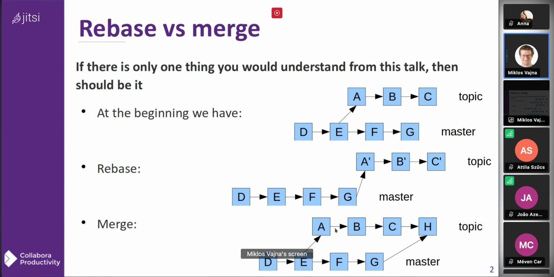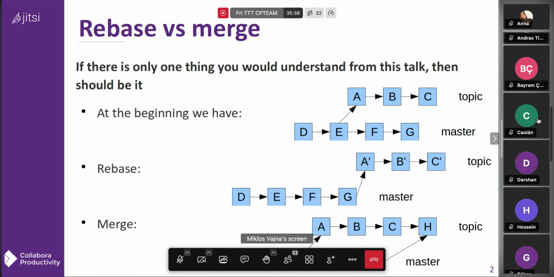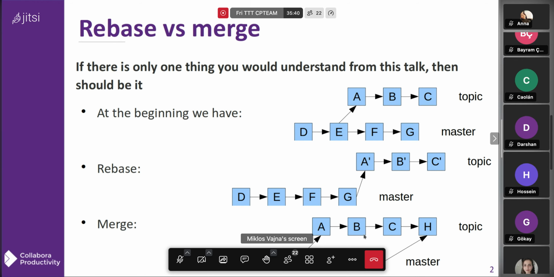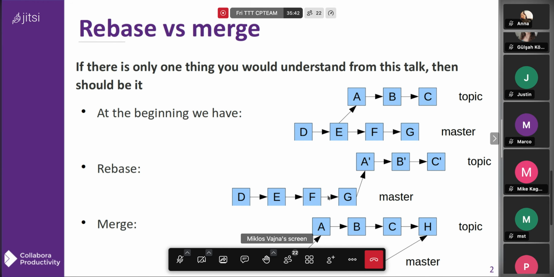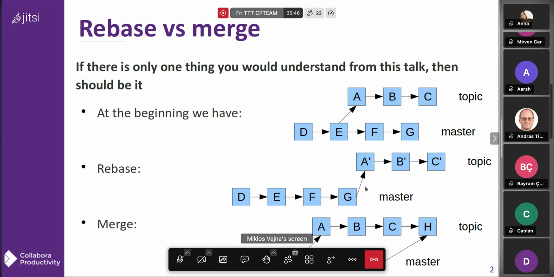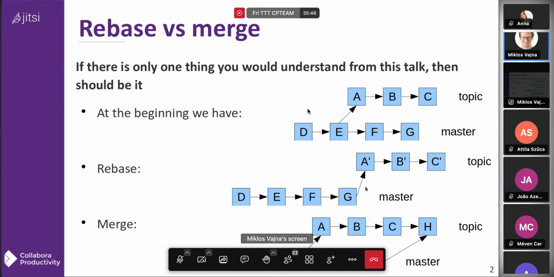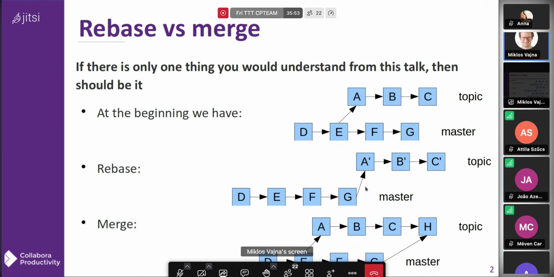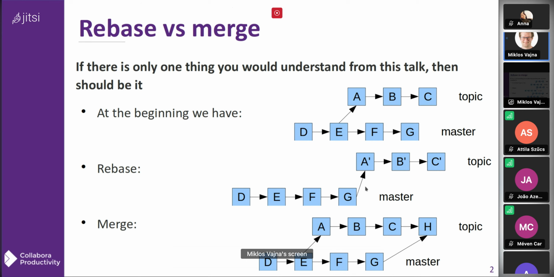Merging will preserve the original A, B, C, but then it will be harder to traverse this history because it's no longer linear. And in case you do the rebasing, then it's linear history, but you will have multiple versions of your local work, so that complicates things a little.